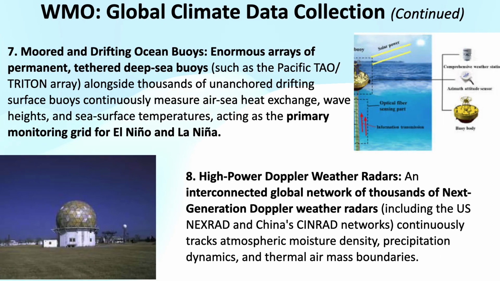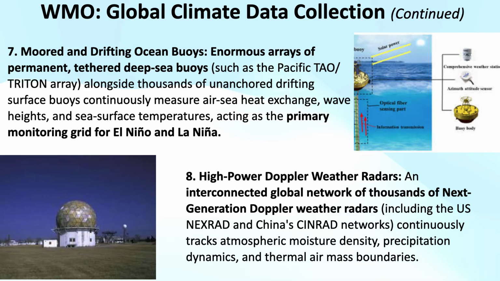Then on top of that, you have moored and drifting ocean buoys. And there are also hundreds and hundreds of those. A lot of those are on the sea floor of the ocean, and some float on the surface. And one of the primary things they do, they help us determine when El Nino and La Nina cycles are going to occur. And these moored buoys really transmit information every 30 to 60 minutes.